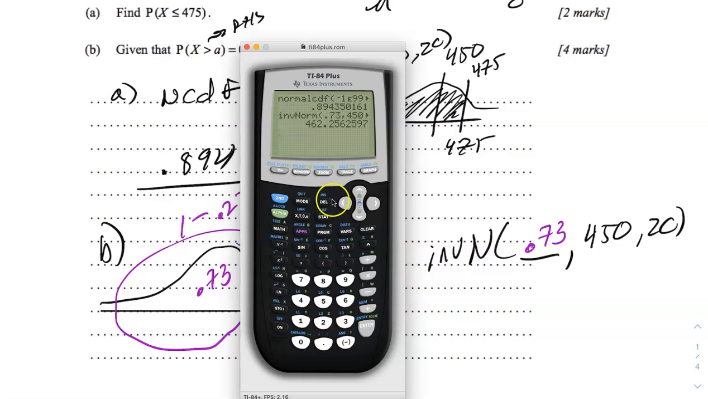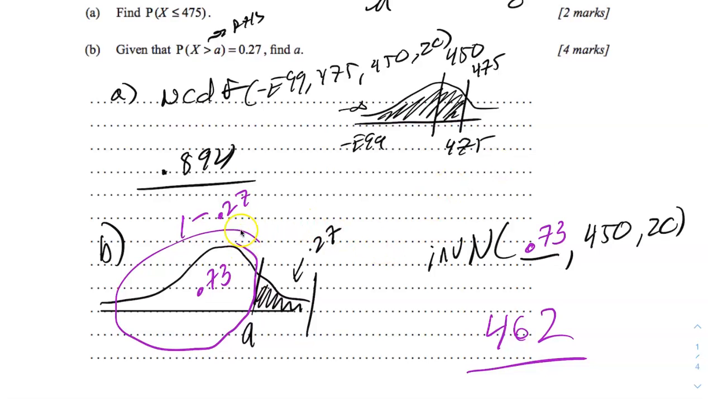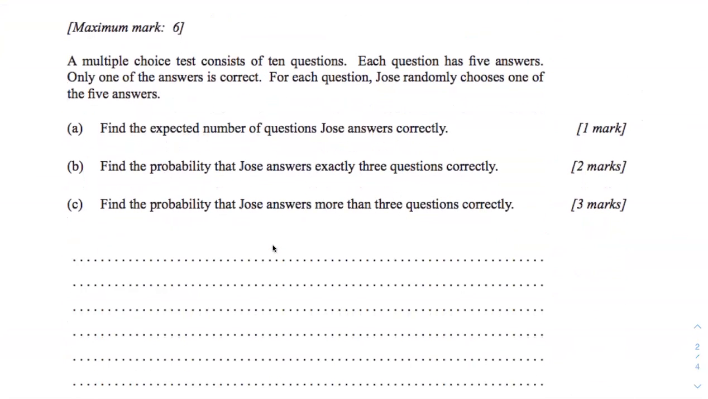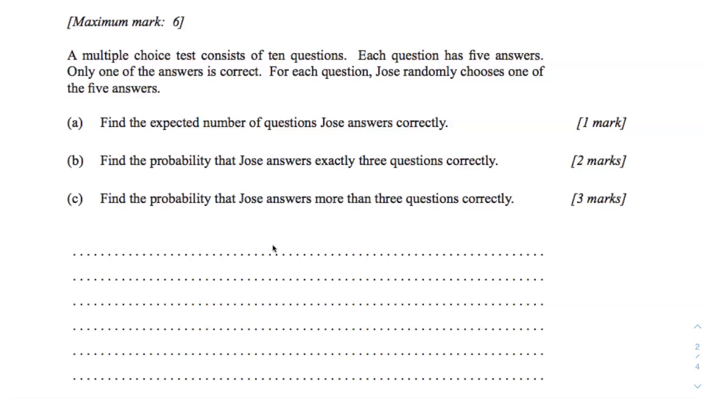So 3 sig figs, 462. So there we go. Again, does that make sense? Well, the mean is 450, so yeah, 462 would be to the right of that. So the next one. Oh, these are all problems from old IB exams.